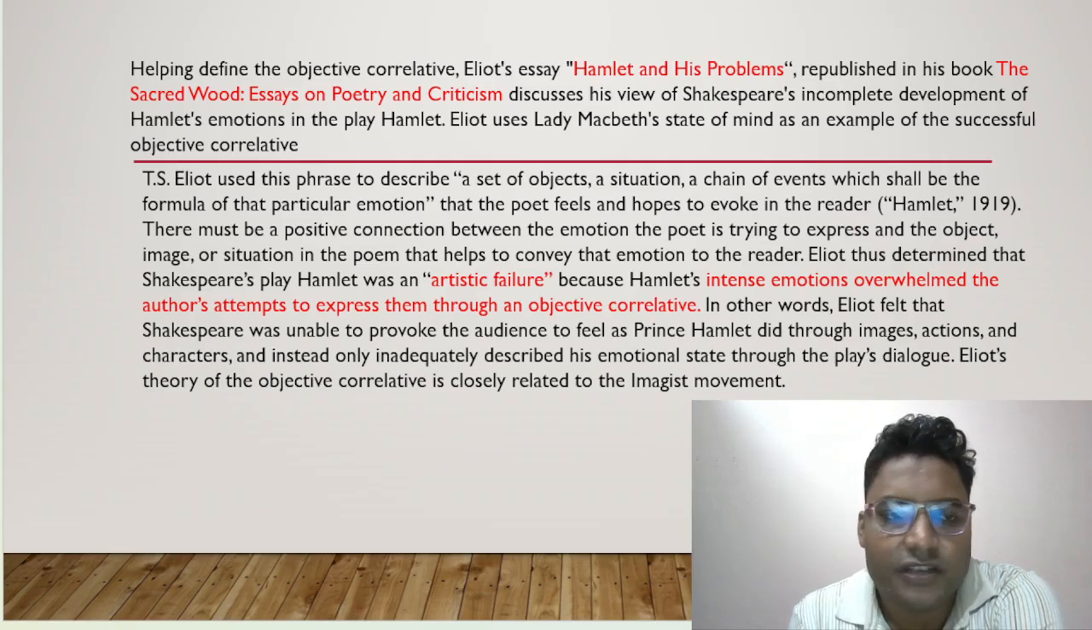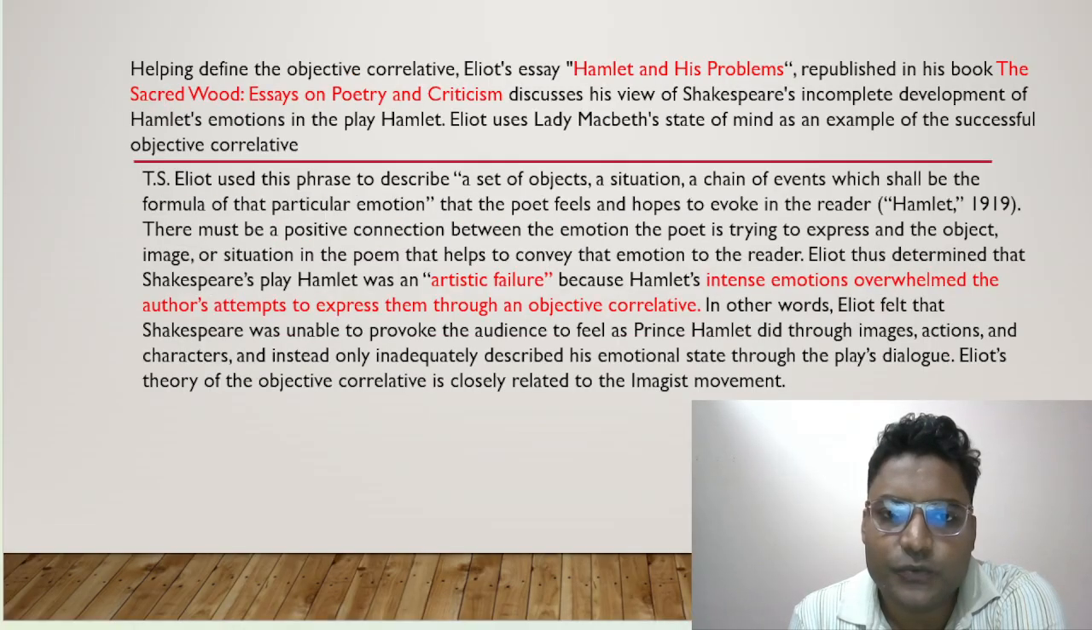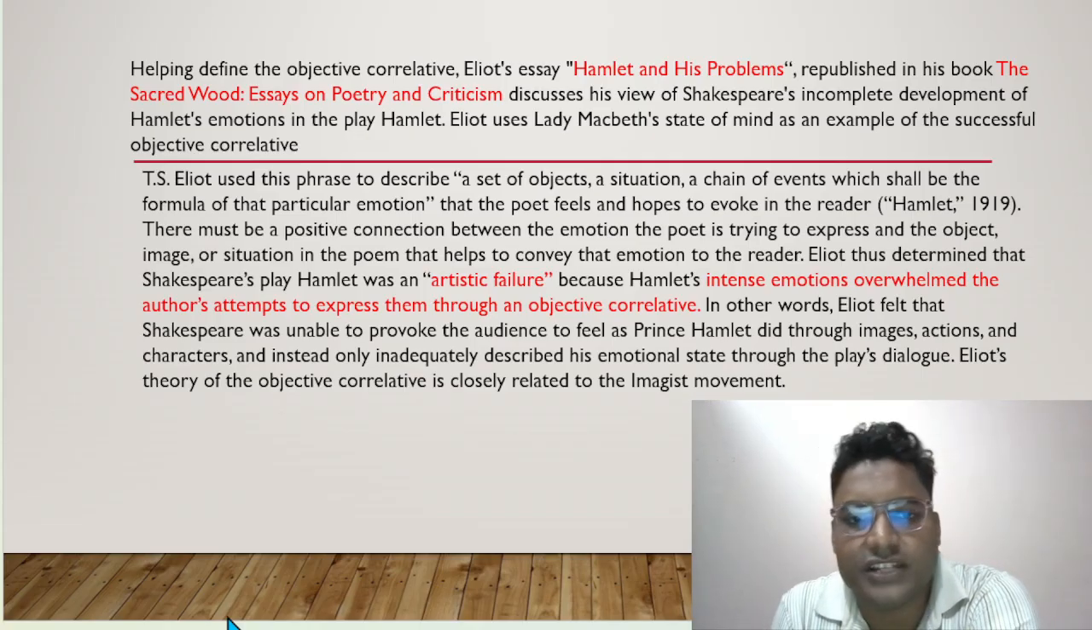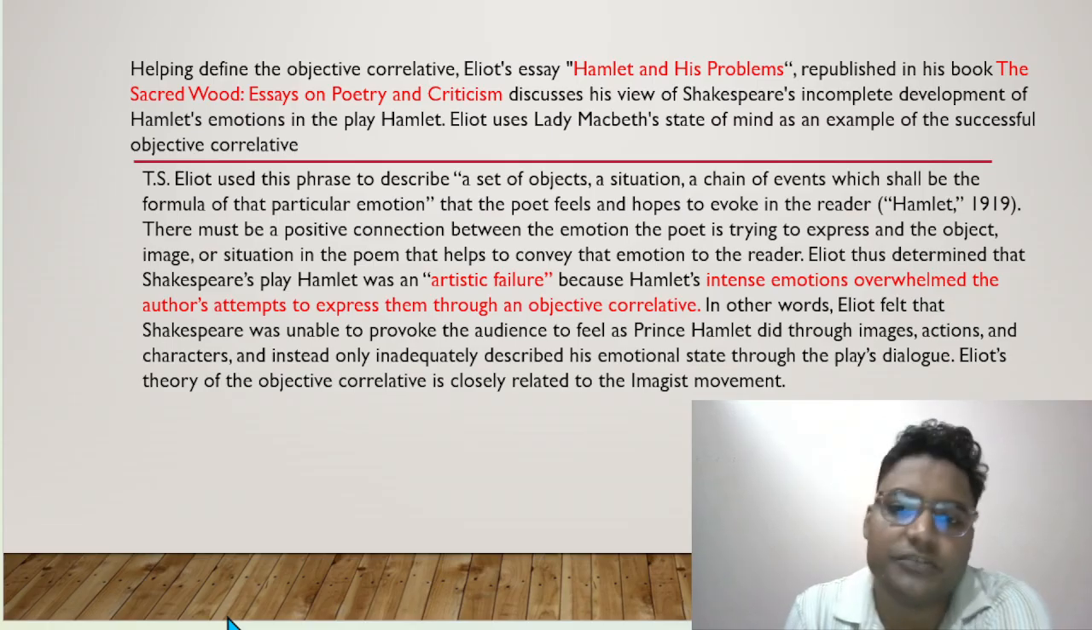We have to keep in mind that the term was coined by Washington Allston and used by T.S. Eliot. You know what actually this stands for? T.S. Eliot used this phrase to describe a set of objects, a situation, a chain of events, which shall be the formula of that particular emotion. On the basis of this, he says that Hamlet was an artistic failure because the intense emotions that Hamlet had overwhelmed the author's attempt to express them through an objective correlative.